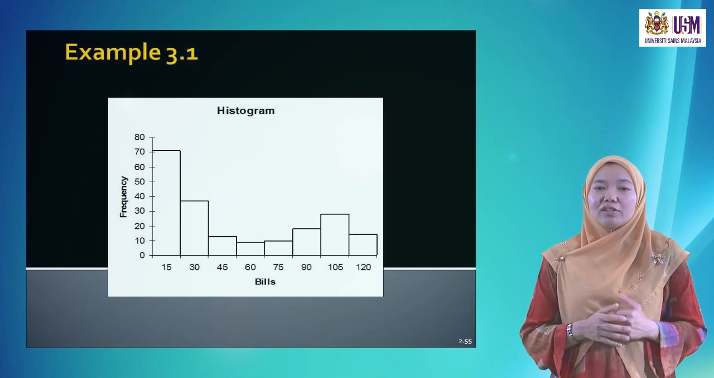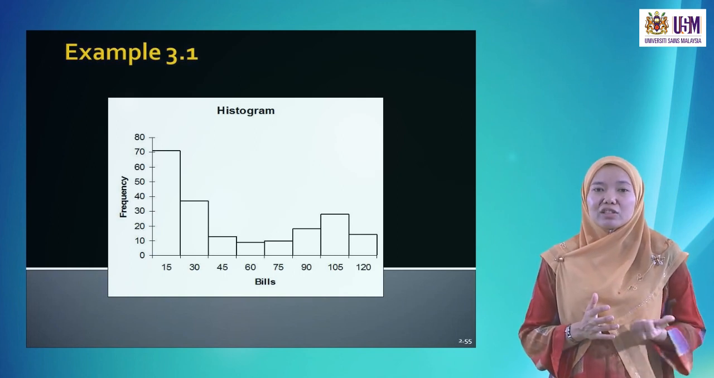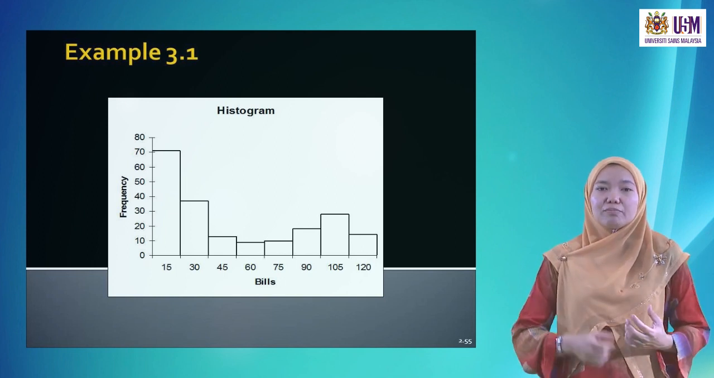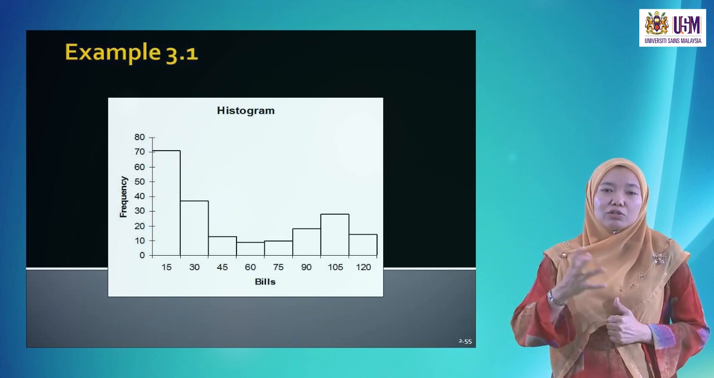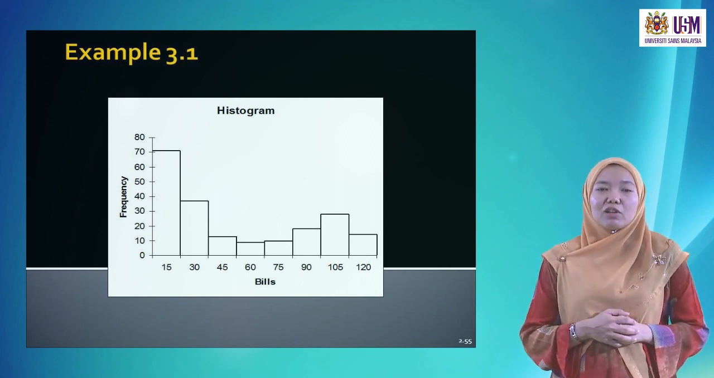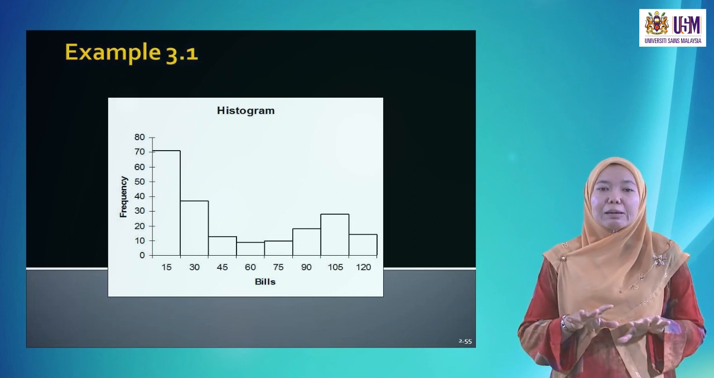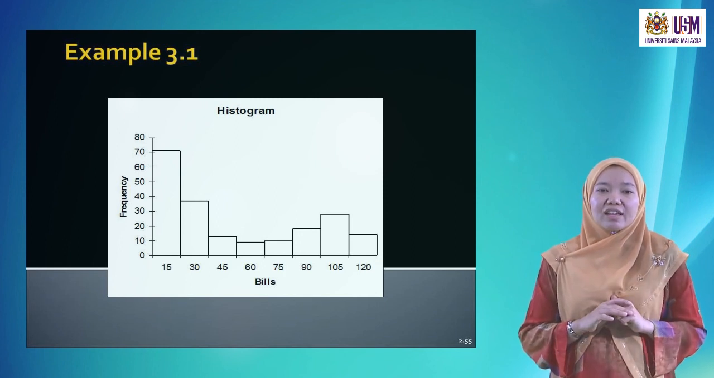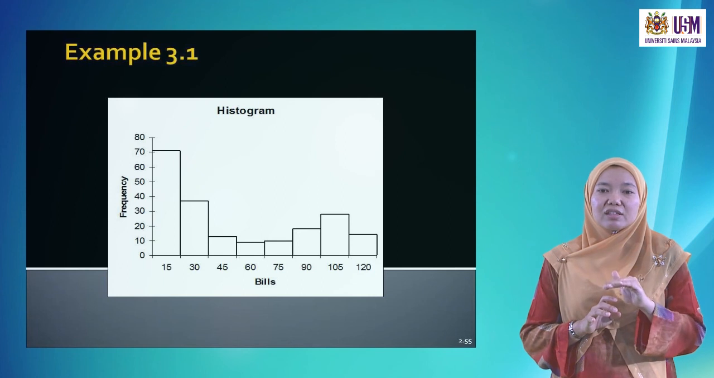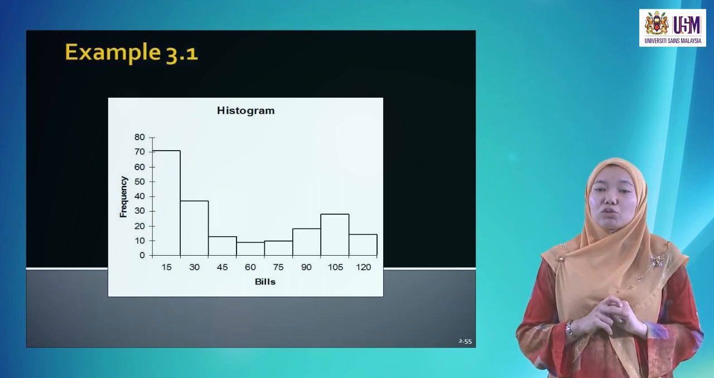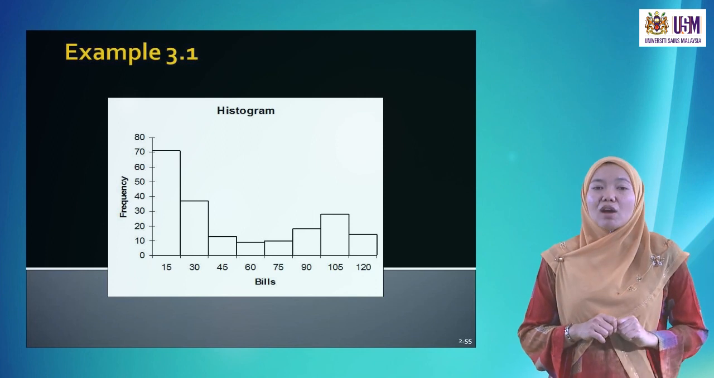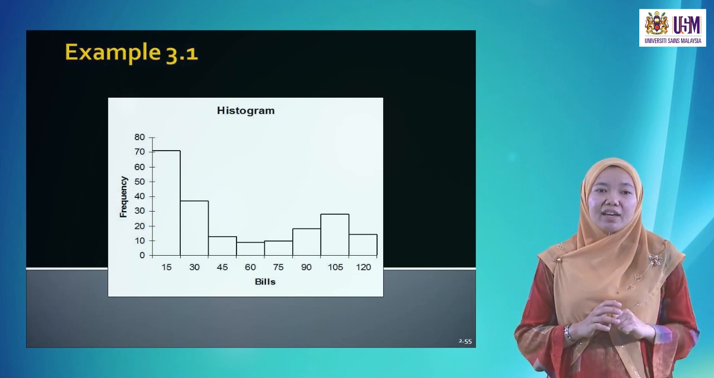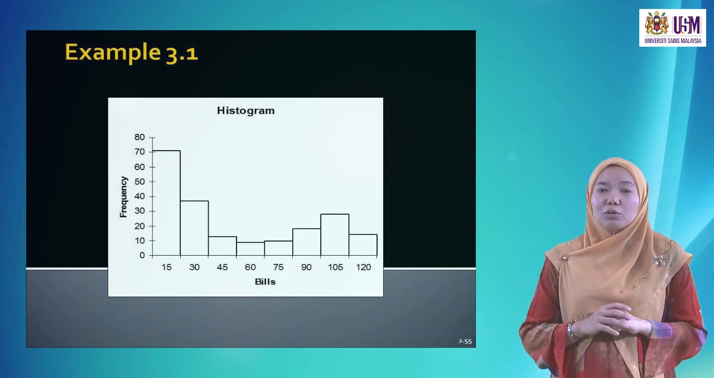Based on the raw data on long distance telephone bills just now in example 3.1, you can provide the information by using a simple histogram. So you see on screen a histogram about long distance telephone bills. You have the amount of telephone bills between 0 and $15, and then up to 30, then 45, 60, 70, and up to the highest range, $120. On the vertical axis, you have the frequency from 0 to 80, because you can show up to 100, but basically the highest is only 70 plus.